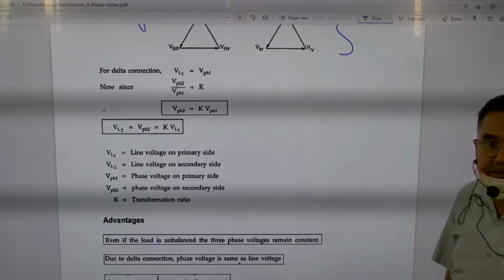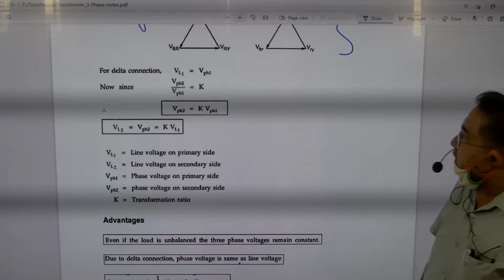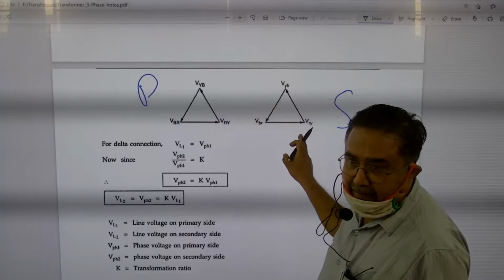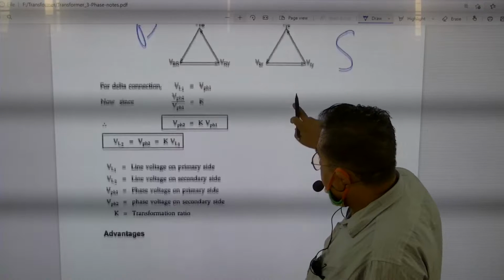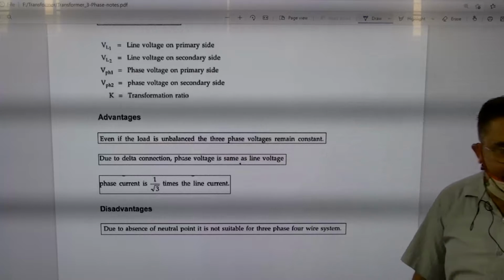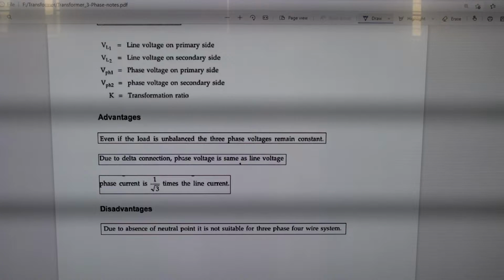Now clear? Okay. So this diagram is clear, I think. So the advantage is that even if the load is unbalanced, the three phase voltage remains constant, and therefore it can handle the unbalanced load.